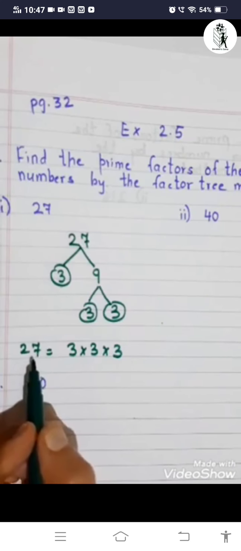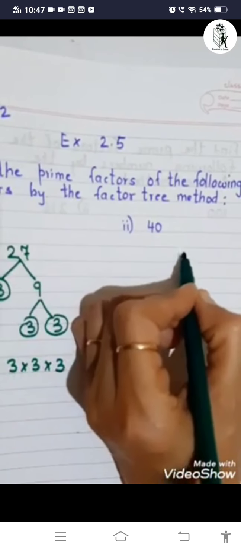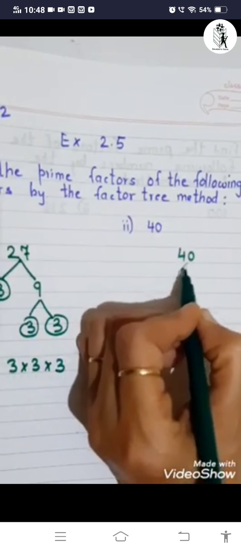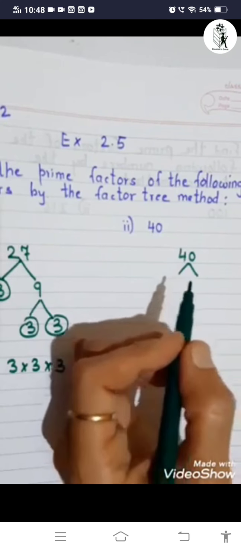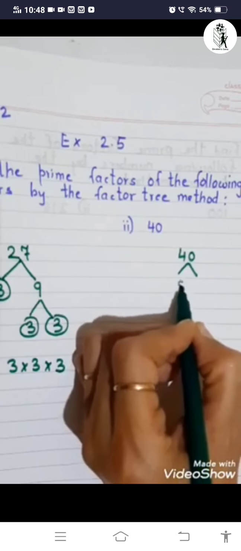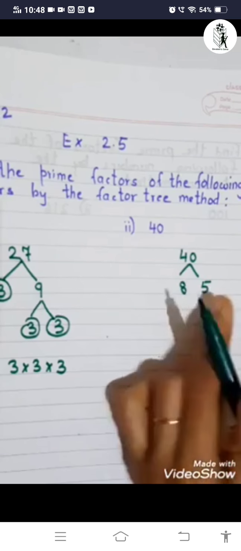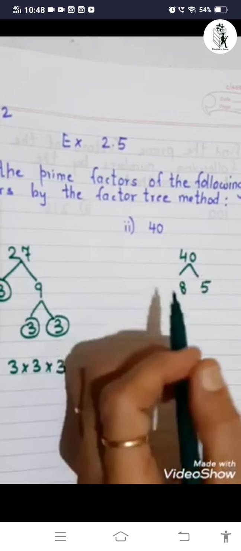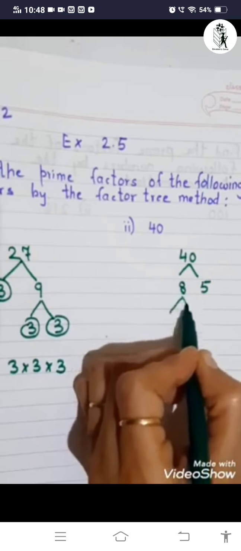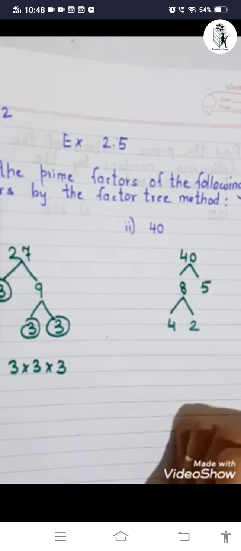Okay, let's see the next number now, which is 40. Again write 40 here. Now take the product of 40. Either you can take 5 8s, or you can take 10 4s. So I'll take 8 5s here. Now out of this, 5 is a prime number, so not to touch this. So we will split this 8 into the product of 4 2s.